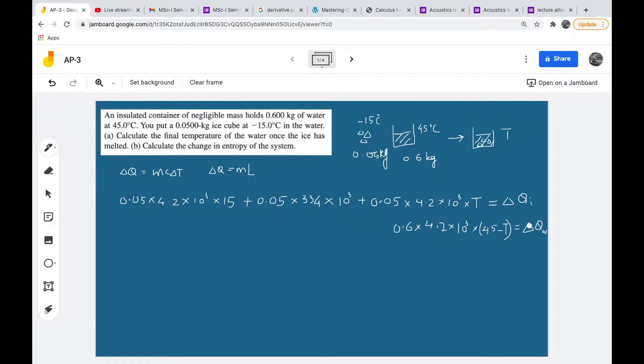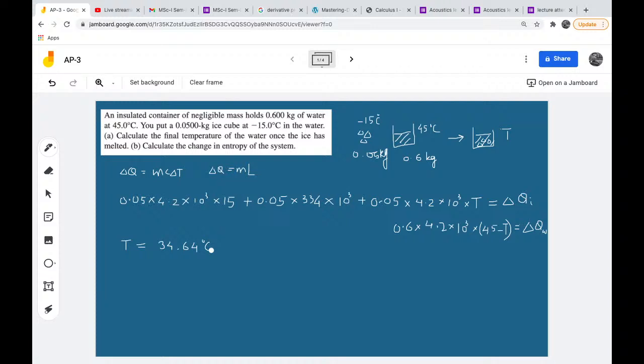So now these two parameters have to be the same. Heat given out and heat absorbed have to be identical. So you can equate this with this and solve. If you do that, I've done this calculation, my temperature of the mixture comes out to be 34.64. This is my temperature of the mixture that turns out to be.